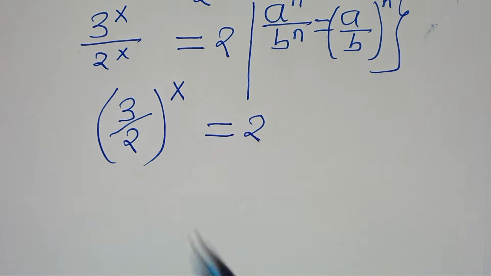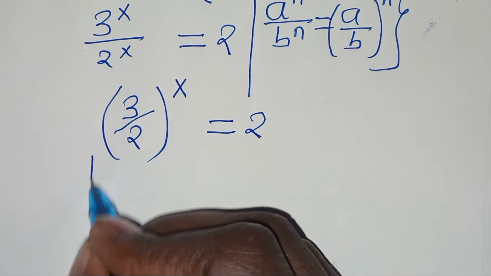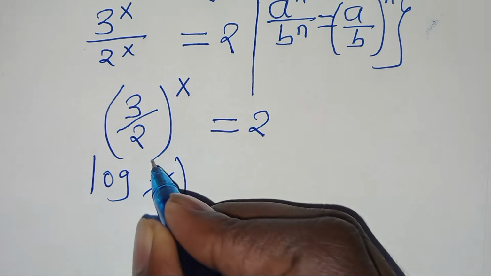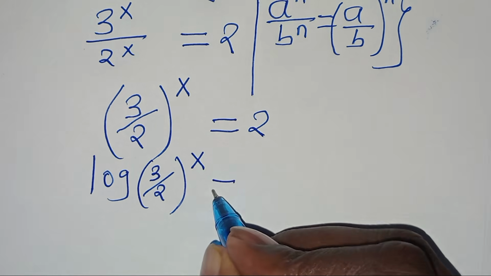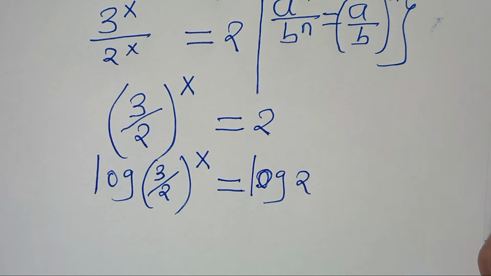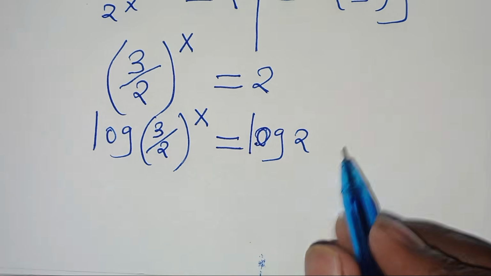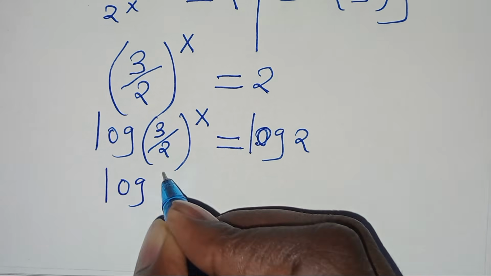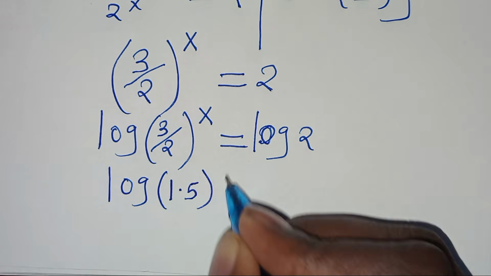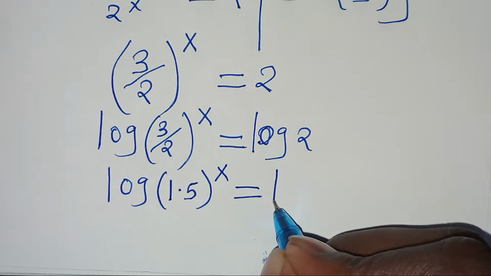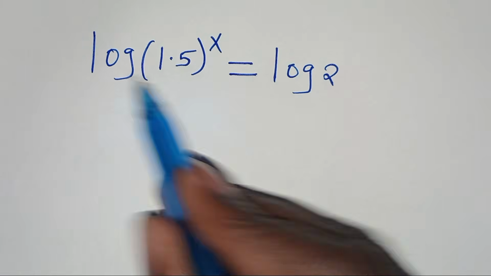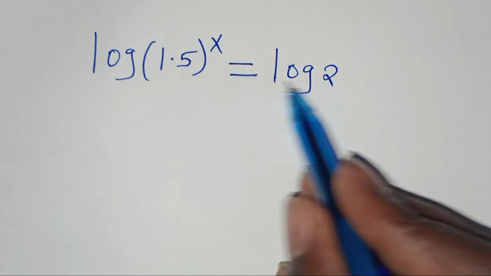The next step, to solve for the value of x, is to introduce logarithm on both sides. We have log of 3 over 2 raised to the power of x equal to log 2. So we introduce logarithm on both sides. This is the same thing as log of 3 over 2, which is 1.5, raised to the power of x, equal to log 2. Now we have log 1.5 to the power of x equal to log 2.